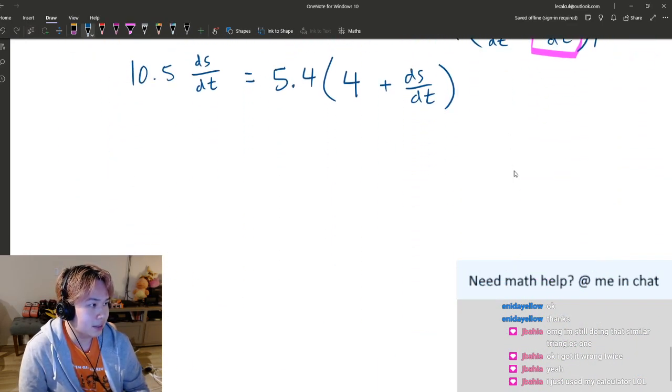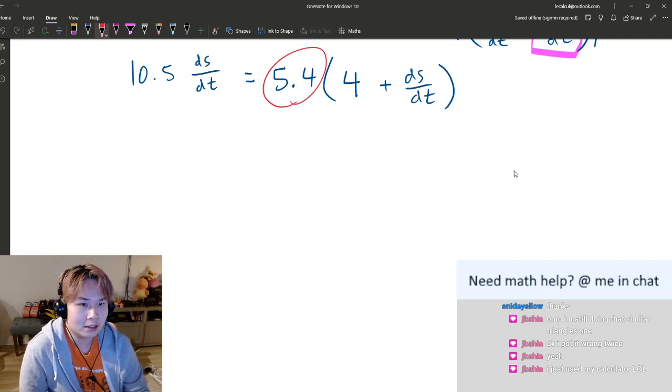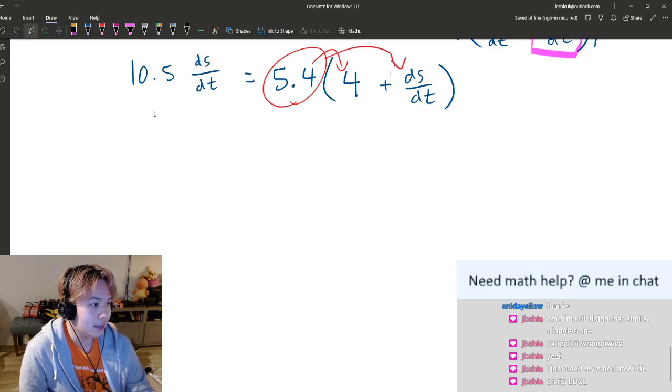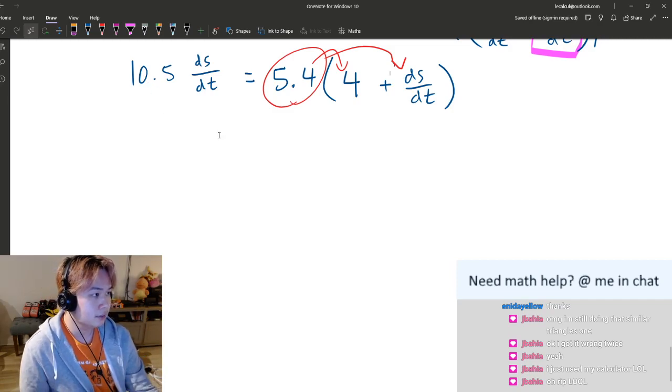And then this is pretty simple. You just solve for ds dt, right? Multiply the 5.4 in. Collect your ds's dt's, factor it out, divide over what was the other thing, and then you get your answer.